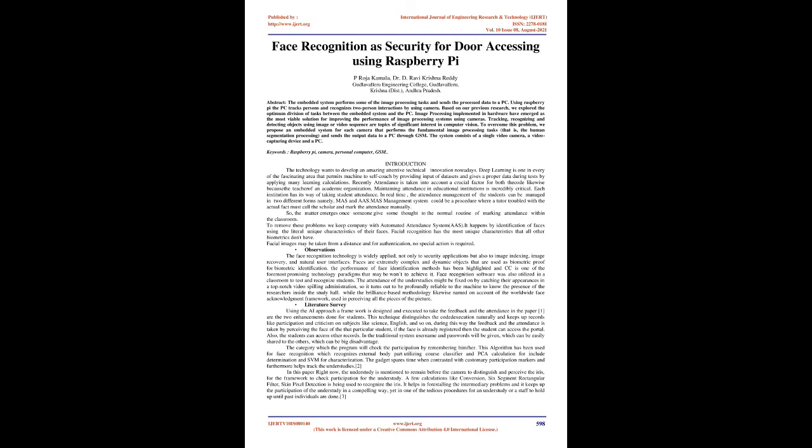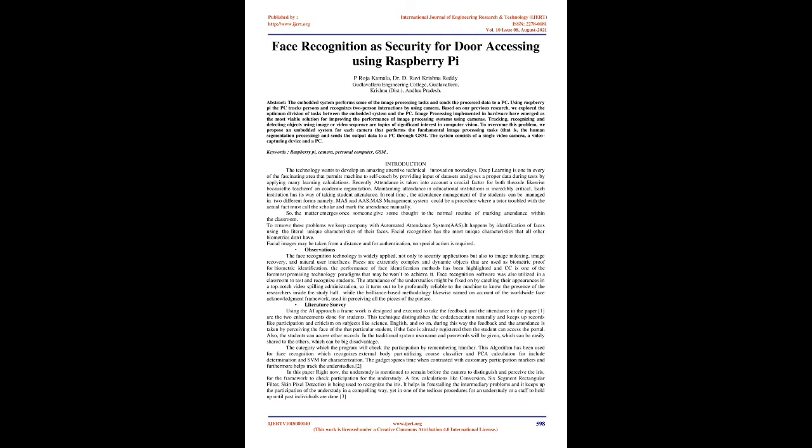To overcome this problem, we propose an embedded system for each camera that performs the fundamental image processing tasks, that is, the human segmentation processing, and sends the output data to a PC through GSM. The system consists of a single video camera, a video capturing device and a PC. Keywords: Raspberry Pi, camera, personal computer, GSM.